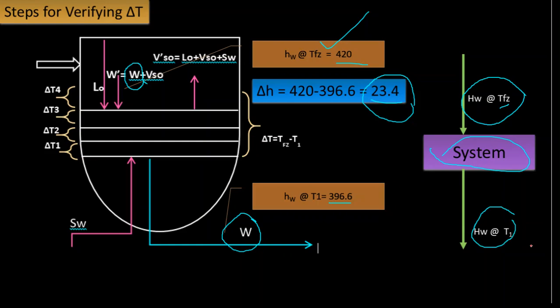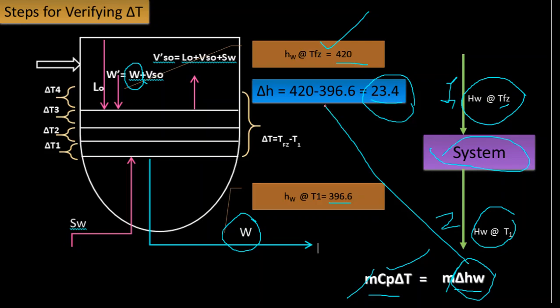So there will be a difference. We know about m CP delta T. We can find the amount of energy that is leaving from stream 1 to stream 2, because there is a temperature drop. According to the temperature drop, m CP delta T gives the amount of energy, and that is equivalent to m dot delta HW, meaning delta H of the bottom. We have calculated this delta HW, that is 23.4, and CP is given. So we can calculate the delta T.